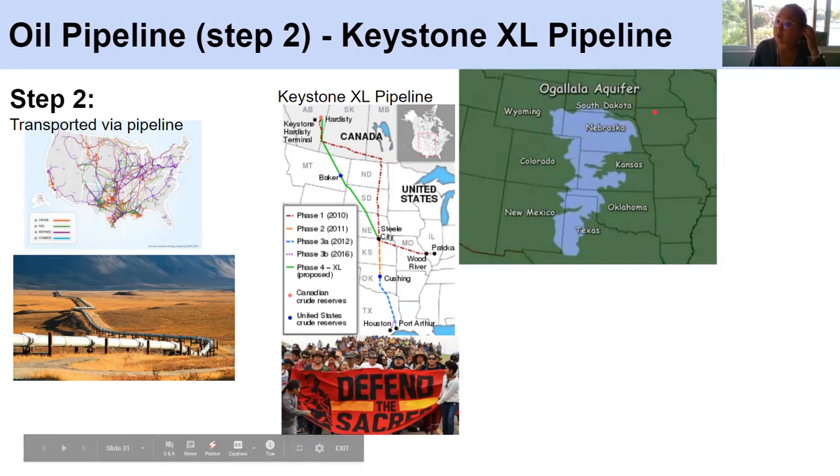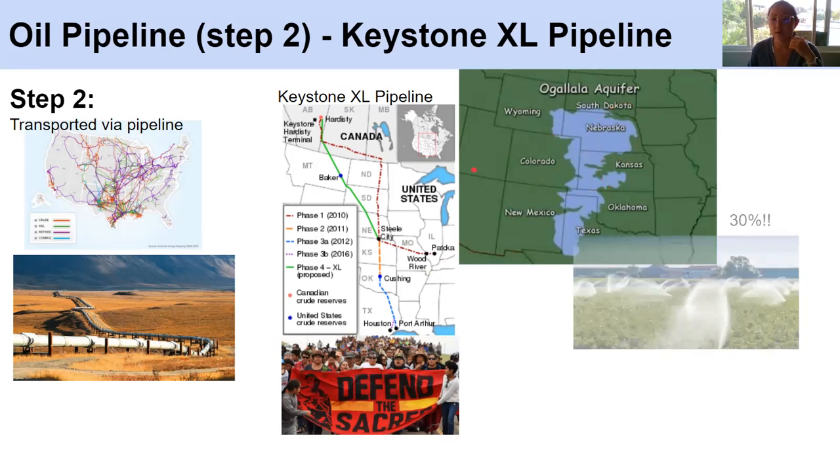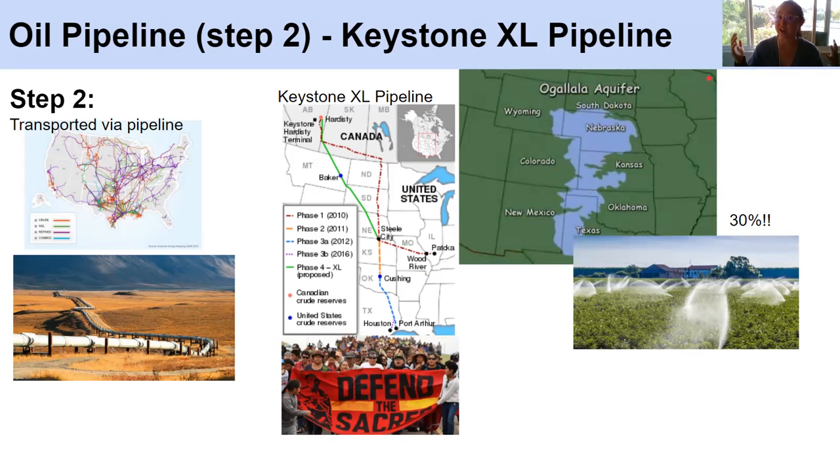the Ogallala Aquifer. Now, aquifers are underwater freshwater reserves, very important. And the Ogallala Aquifer, as you can see, is exceptionally large. And so the Ogallala Aquifer actually provides 30% of the fresh water we use in agriculture nationwide. And so 30%, that's a huge amount of water being used.